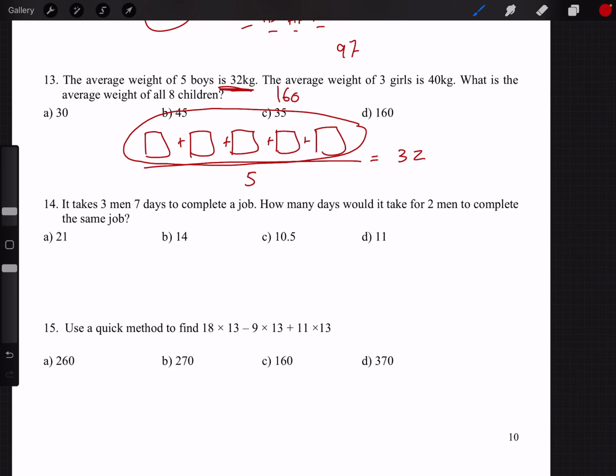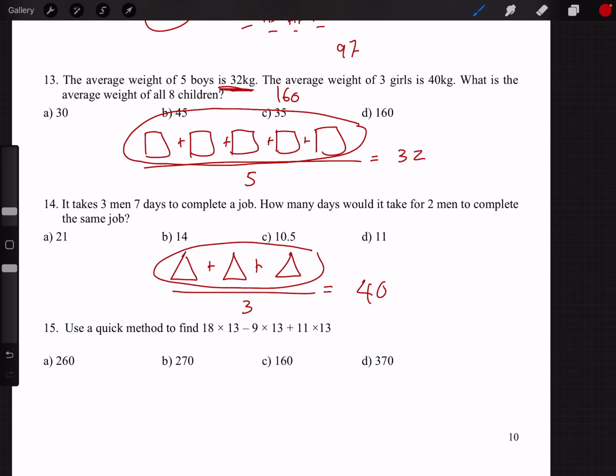So now this says the average weight of 3 girls is 40. Okay, let's put the girls as triangles here. How do you find the average of 3 girls? Add them up, divided by 3. And it says 40. Let's find the total of these 3 weights. So 3 times 40 is 120.